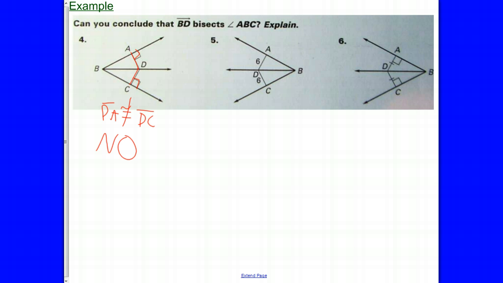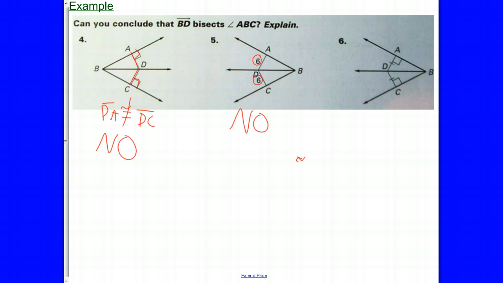Looking at question number 5, we have equal distances from D to A and D to C, but when you measure distance, you've got to be going perpendicular. We don't have any perpendicular markers here. And so we don't know if we're measuring the distance from point D to those two sides, from A and to C. And so again, the same thing here is no. We got to have both of these. It's got to be perpendicular to that side, and it's got to be the same distance away from the side. We don't have both in question number 5.